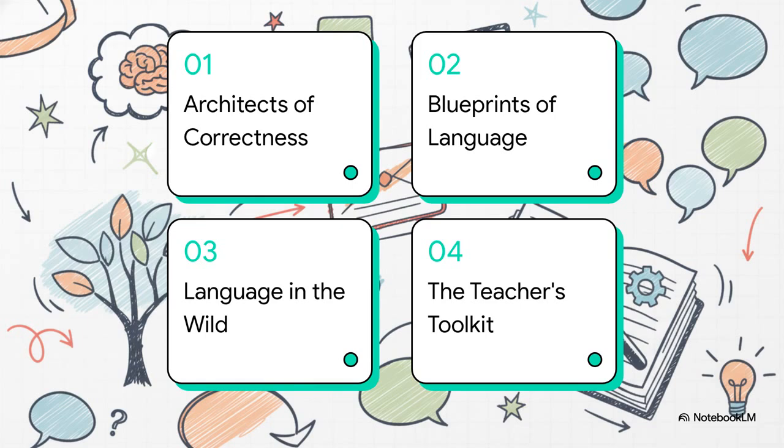Okay, so to really unpack that big question, here's our game plan. First, we'll meet the architects of correctness. Then we'll check out the actual blueprints of language. After that, we're going to see language in the wild. And to wrap it all up, we'll peek inside the teacher's toolkit.